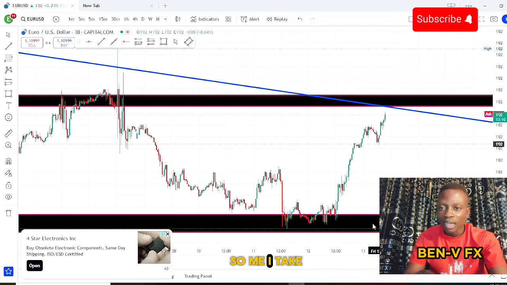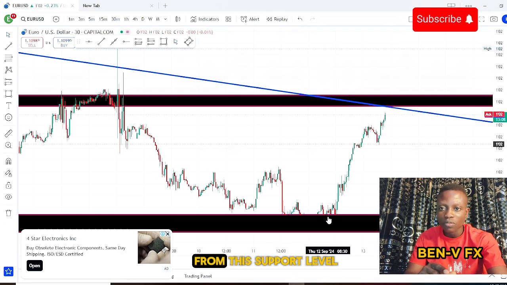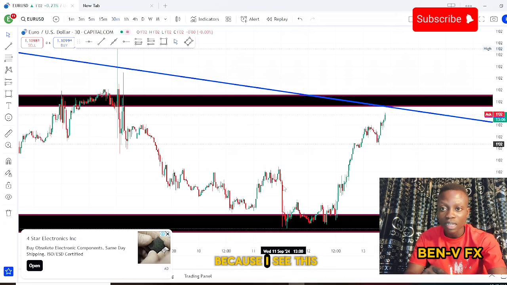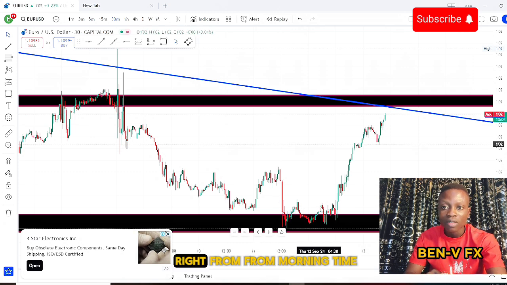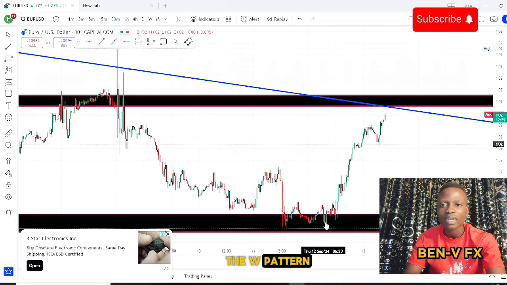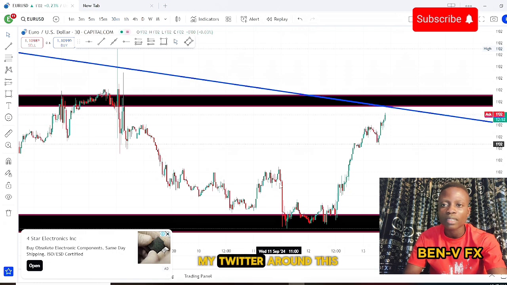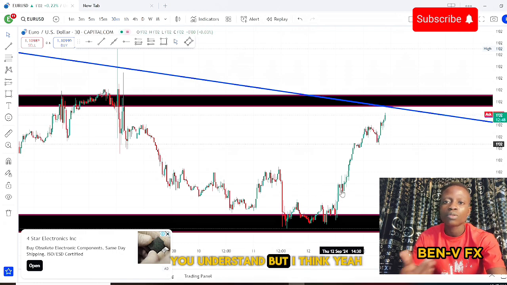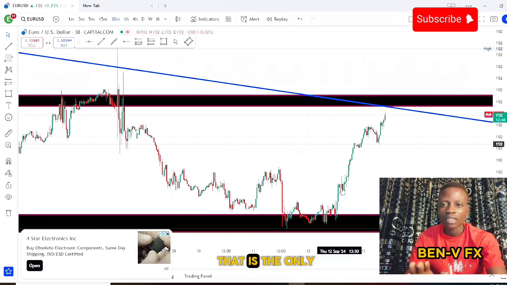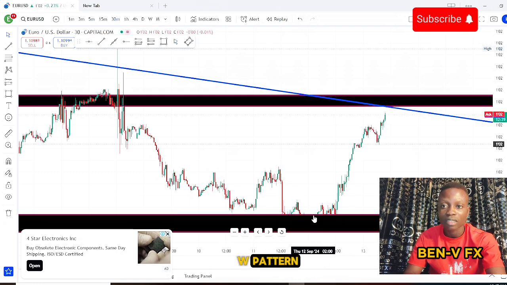So me, I took a buy position from this support level yesterday, because I saw this W pattern right from morning time. Immediately I saw the W pattern, I saw this bullish engulfing candle. I entered a buy position around this area, and I opted out of my trade around this particular area. You understand? But I think that is the only trade I took yesterday. I entered a buy position from this support level because I saw this W pattern. This is my own strategy.